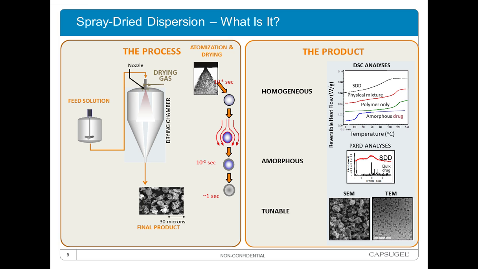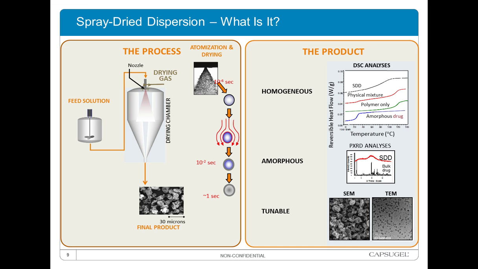So the goal of making an amorphous dispersion is to end up with a material that is homogeneous. It's somewhat characterized here by a single Tg by DSC, that it's amorphous. There's lots of ways to characterize that. Here is shown powder X-ray diffraction, and having tunable properties. So we want to be able to tune density of the particles as well as loading in the particle of the active, and other particle properties that can affect downstream manufacturing, such as tableting.